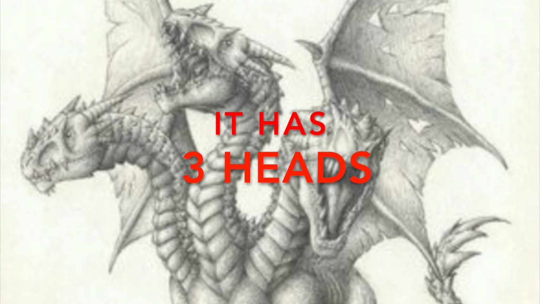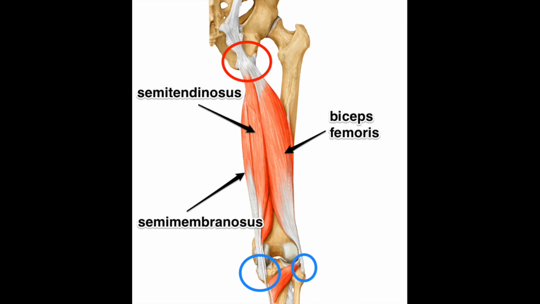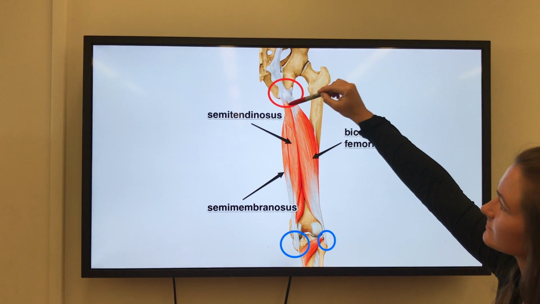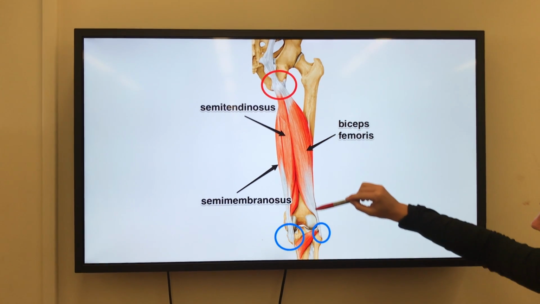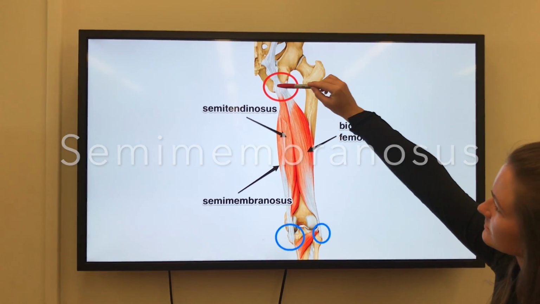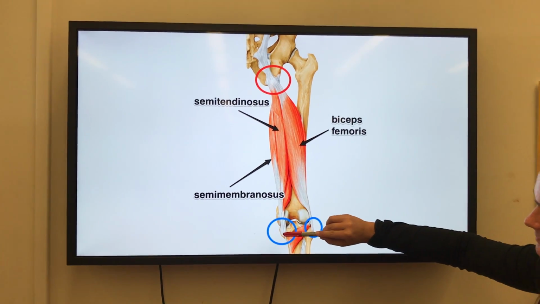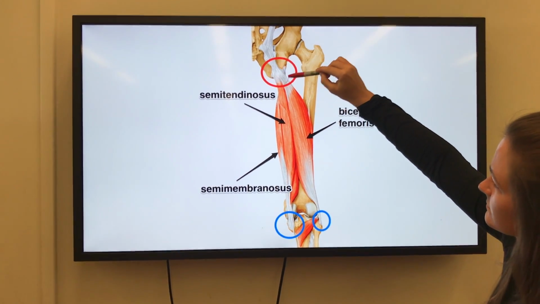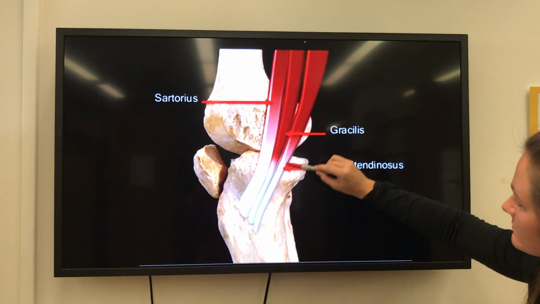The hamstring muscle has 3 separate heads: the biceps femoris head, the semitendinosus head, and the semimembranosus head. The first head of the hamstring muscle is the biceps femoris head. Its origin is on the ischial tuberosity and the lateral lip of the linea aspera. The insertion is the head of the fibula. The semimembranosus head's origin is on the ischial tuberosity and its insertion is on the posterior aspect of the medial condyle of the tibia. The semitendinosus head has an origin on the ischial tuberosity and an insertion on the proximal medial shaft of the tibia at the pes anserine tendon.